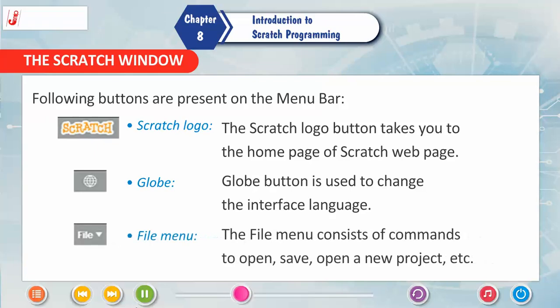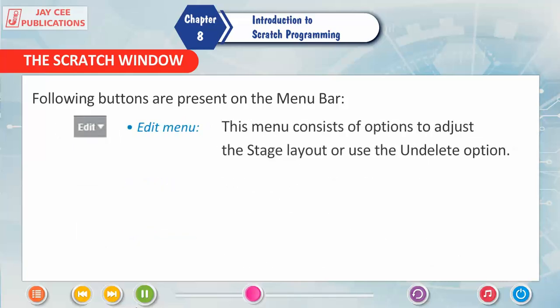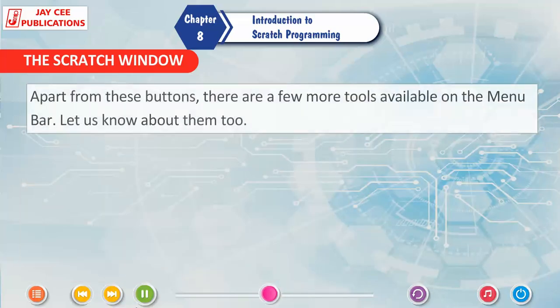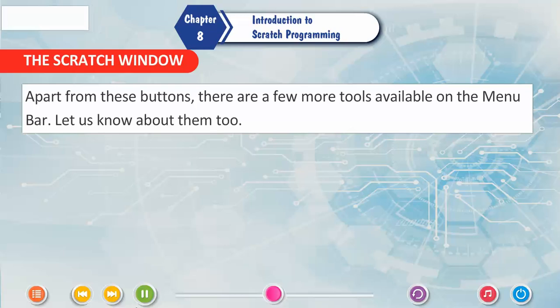File menu. The file menu consists of commands to open, save, open a new object, etc. Edit menu. This menu consists of options to adjust the stage layout or use the undelete option. Apart from these buttons, there are few more tools available on the menu bar. Let us know about them too.